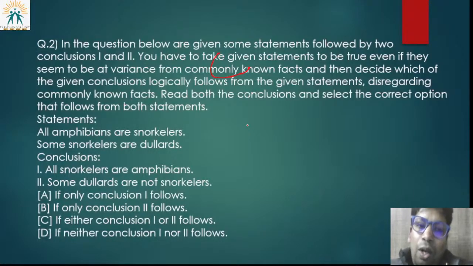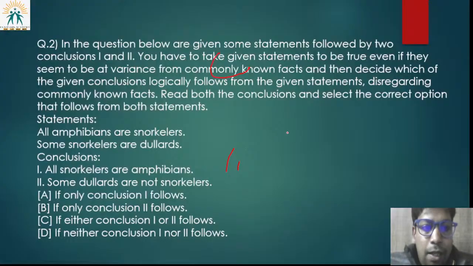Okay, all amphibians are snorkelers. So amphibians are a subgroup of snorkelers. So all amphibians are inside the snorkelers, right? Some snorkelers are dullards. Now there are many possibilities that go here, right? I will have to draw the diagram, I think. So for that I have to fix my board. Just a moment.